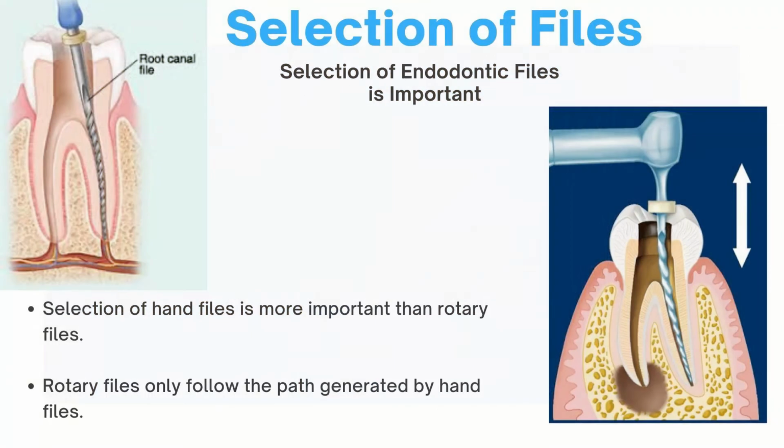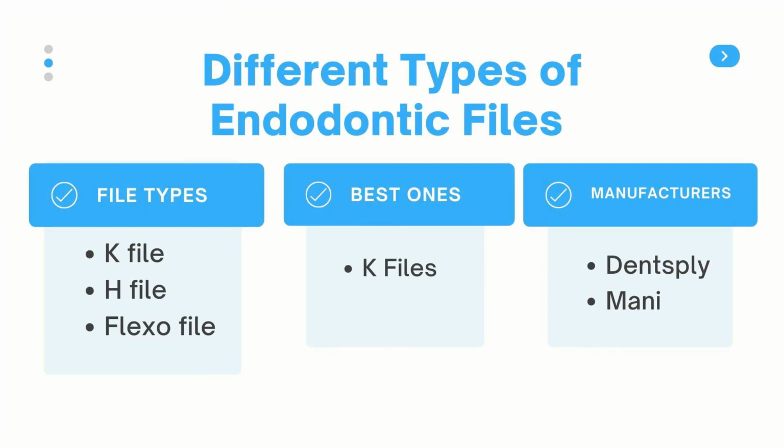So I always give good importance in selection of these hand files. Selection of hand files is more important than the selection of rotary endodontic files. This is because the rotary files only follow the path which is being generated by the hand files. There are a lot of different types of endodontic hand files like K files, H files, flexo files, etc.